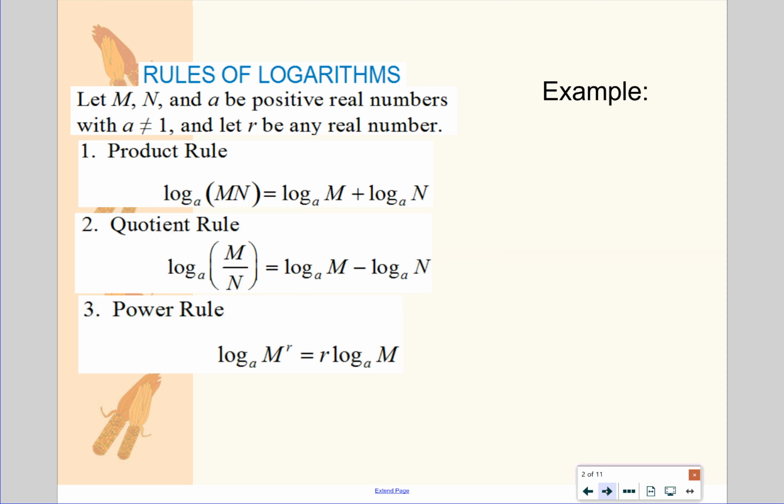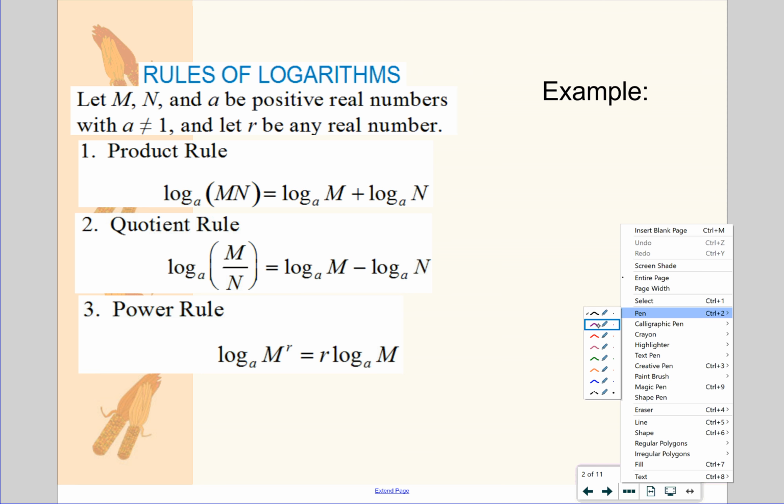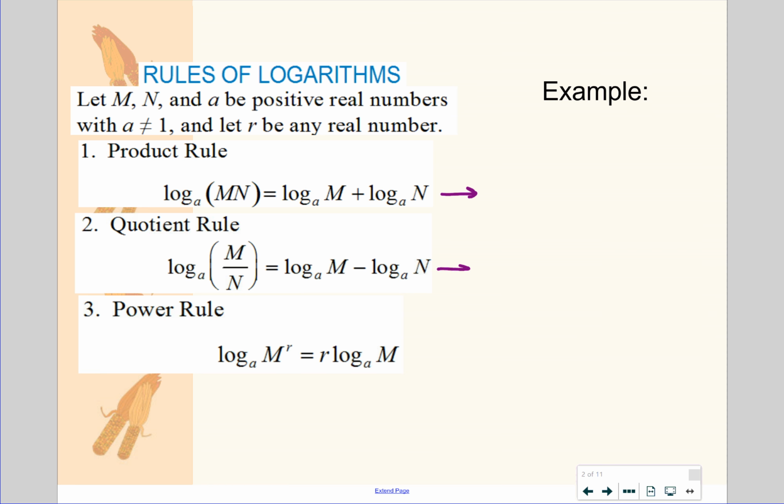Examples of each of these I'll include on the far side here for you, and then you can have one of each at least written down for us to practice with. Starting with the product rule: if I have log base A of mn, I can write that as log base A of m plus log base A of n. Notice everything's a base A here. It doesn't matter what the base is, but they all have to be the same base. It's just like with exponents. If they don't have the same base, you can't combine them together. Same rule with logs.